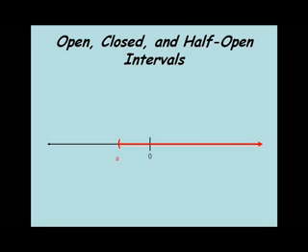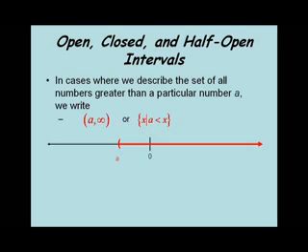Sometimes we'll work with a set that contains only one endpoint and then stretches to infinity or even negative infinity, as is the case below, where we have A as the left-hand endpoint and the numbers continue on to infinity. In these cases, where we describe the set of all numbers greater than a particular number A, we write the set from A to infinity, not including A, or the set of all x such that A is less than x. This is also an open interval.